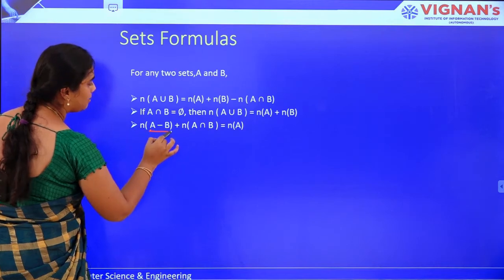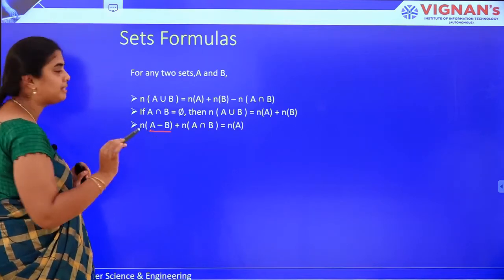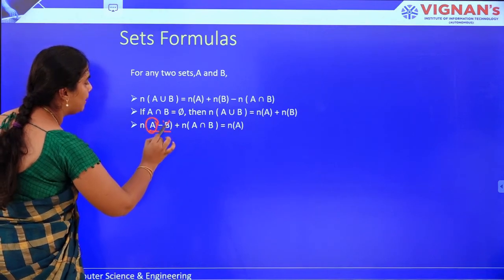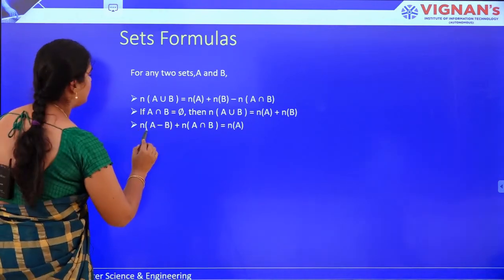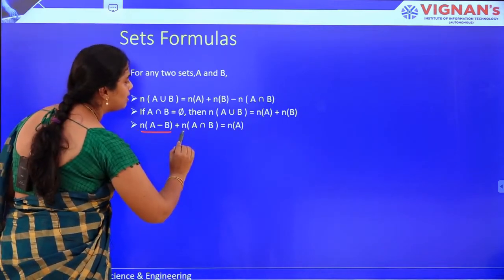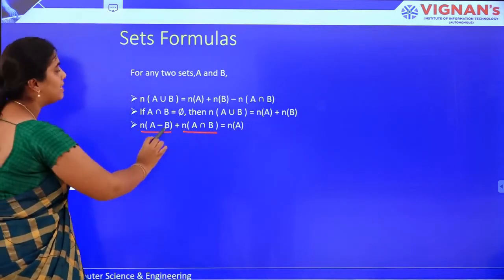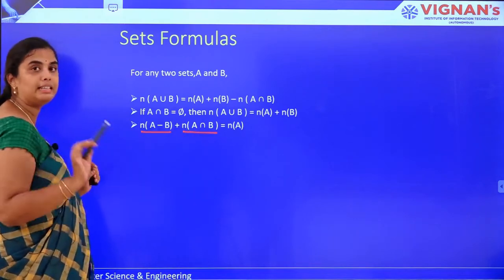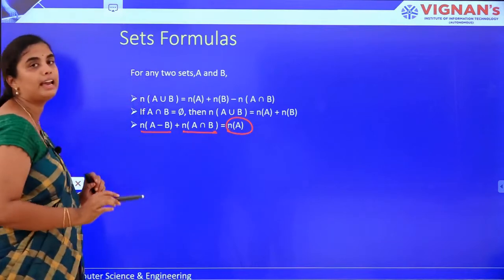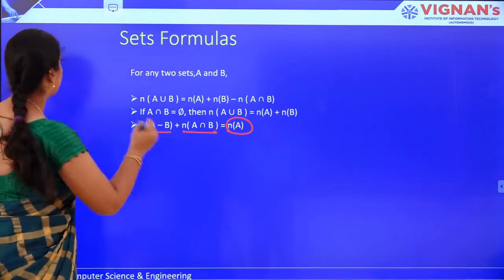What does A minus B represent? It represents only the elements which are present in A but not in B. So, the number of elements present in n of (A minus B) plus the intersection, the common elements which are present in A and B, will be equal to the number of elements present in A.